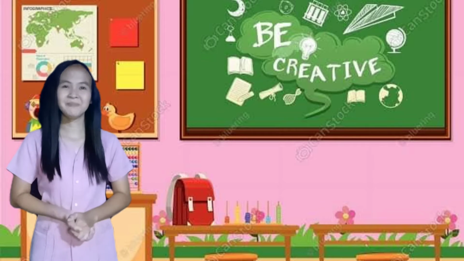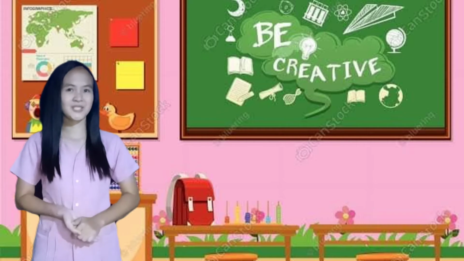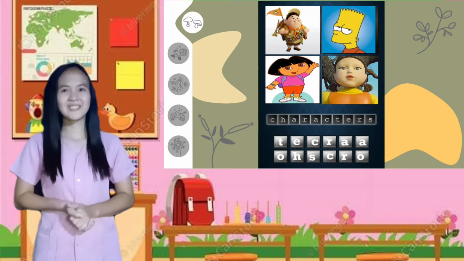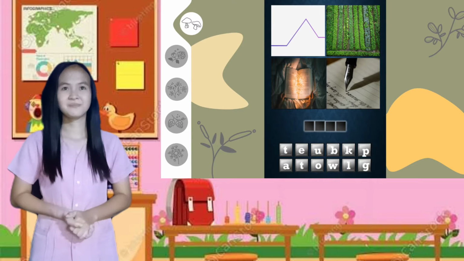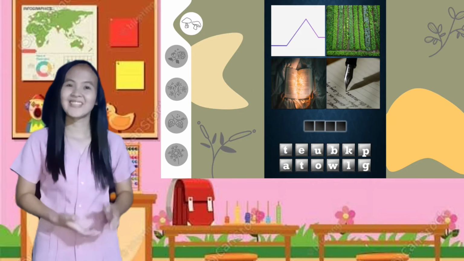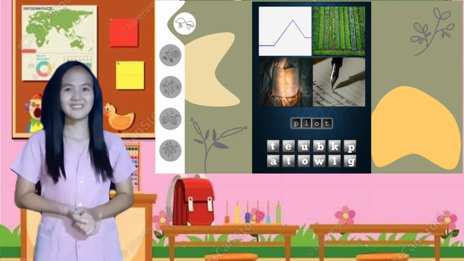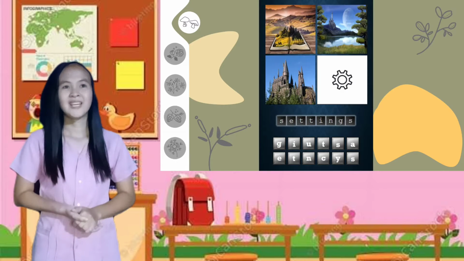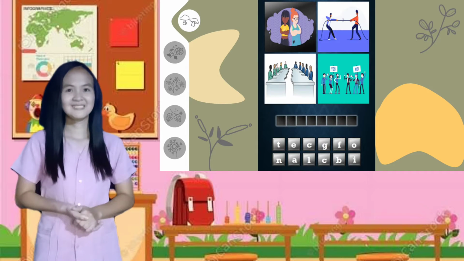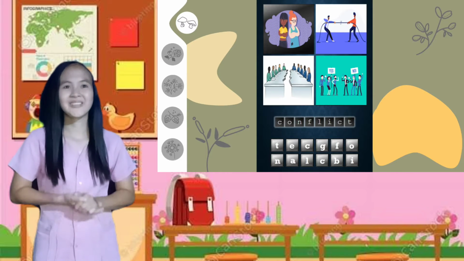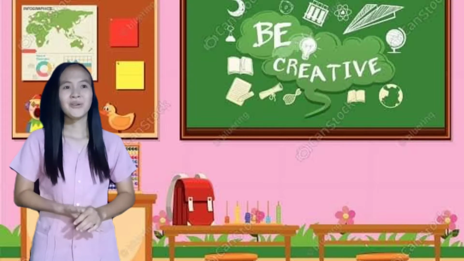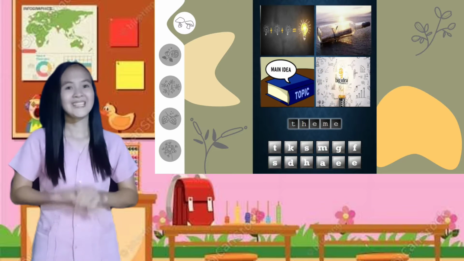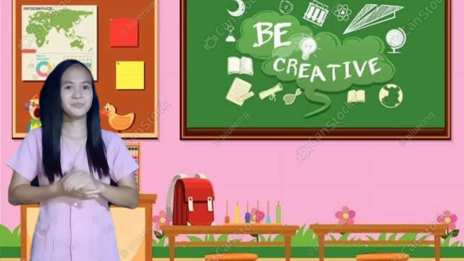Class, are you ready? Let's begin with the first set of pictures. Yes, it's a character. Absolutely. Next. Correct, it's a plot. Now, the third set. Very good, it's a setting. Next. Conflict is correct, precisely. Now, for the last part. Yes, it's a theme. Class, you all did a great job.